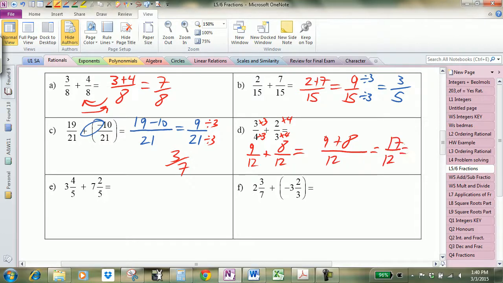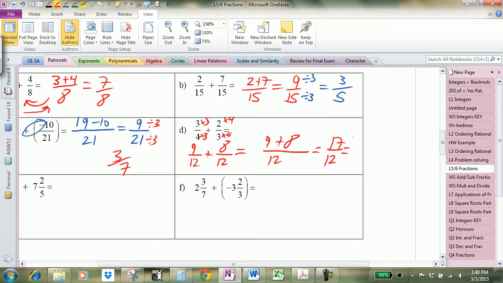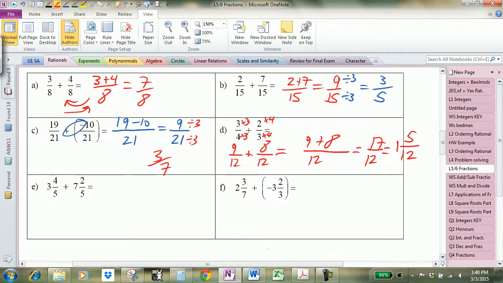Now, in higher level math, we leave it like that. But I know you guys get all concerned about it, so we can take out one whole group of 12, and how many would be remaining? 5. Hands to yourself, please, Sahib. Okay, so 1 and 5 over 12. How many people got that? Hands up. All right. Any questions at all?